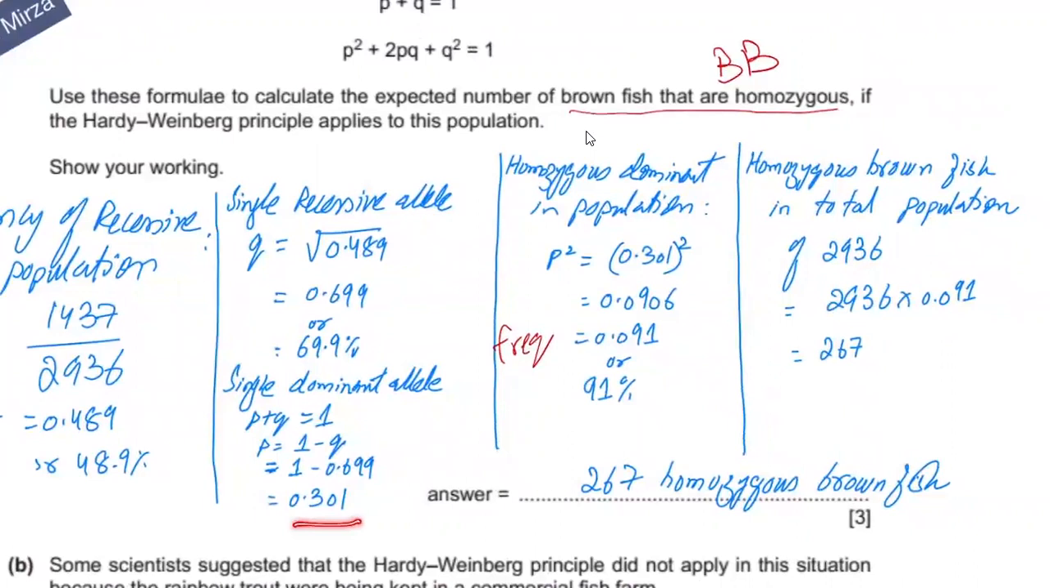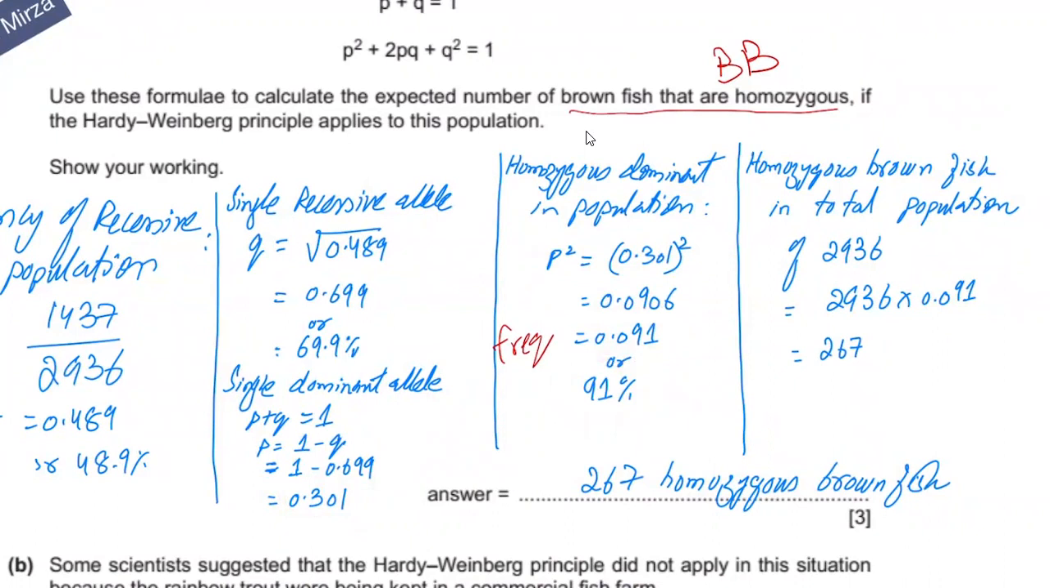Now with the 0.301, what do we do? We have the p here. Now we'll just take the square of this. We'll just square the value of p. We'll get 0.0906. This turns out to be 0.091, which actually is 9.1%. So we know 9.1% of the population is homozygous dominant.